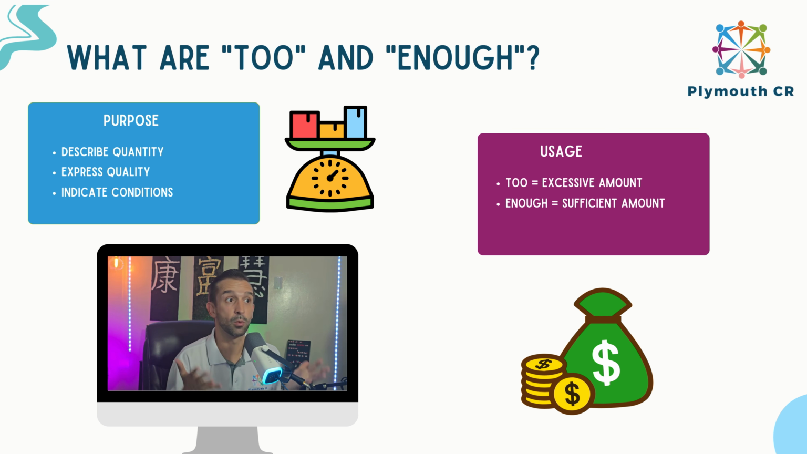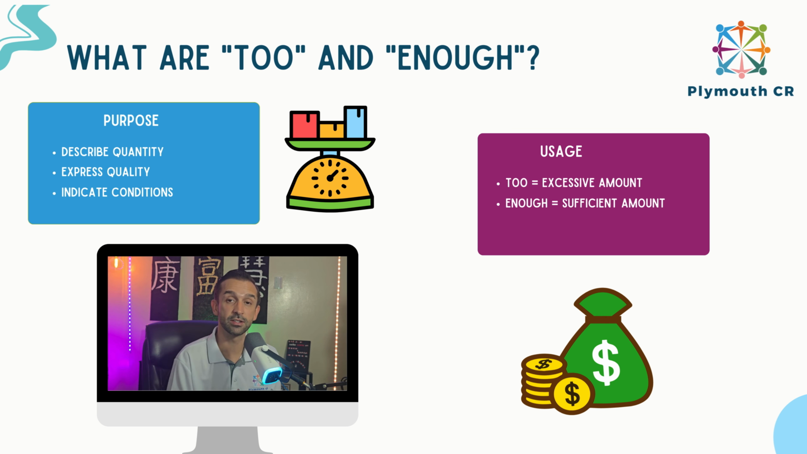Okay, first of all, let's talk about what are "too" and "enough". These two very important words that we need to use in order to express our ideas better in English. Now, what is the purpose of these two words? These two words describe quantity, describe the quality of something, and also indicate certain conditions. How? Well, in terms of "too", it puts the adjective, the word that we use in front of it, as there is too much of it. Like, I don't want any more, or it's just more than I would like it to be. We will see it more clearly in the examples.